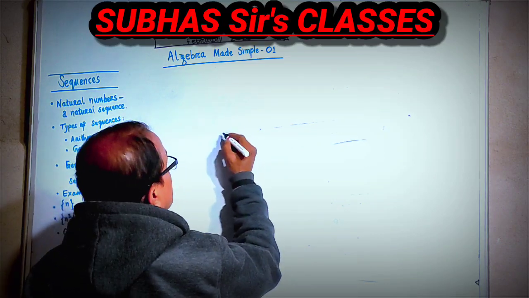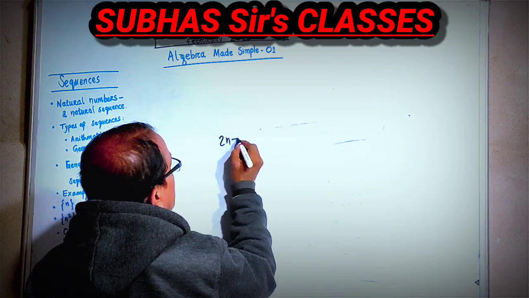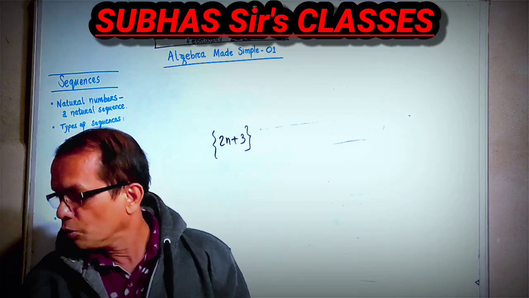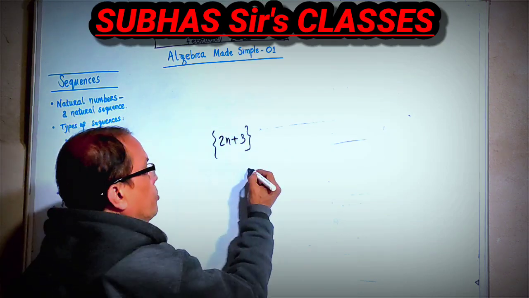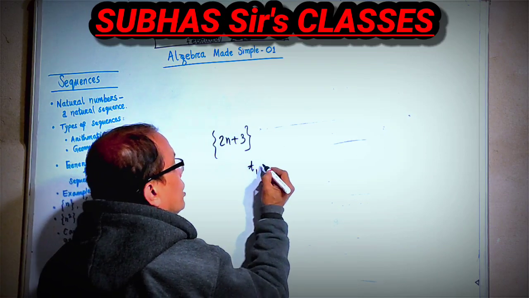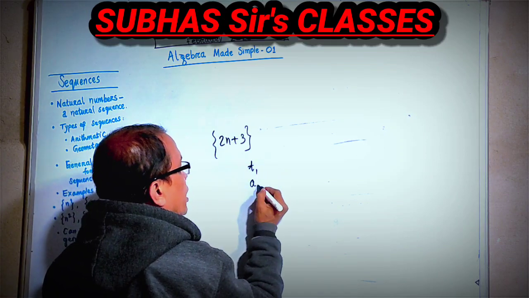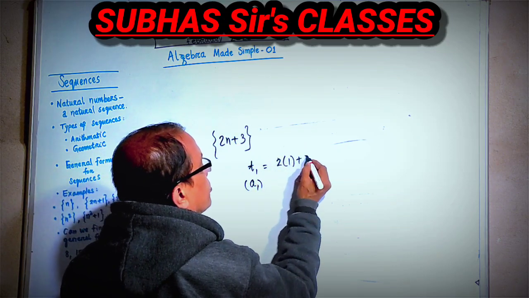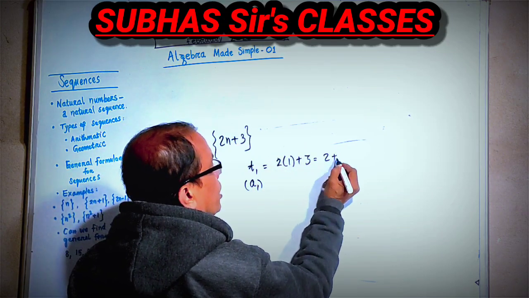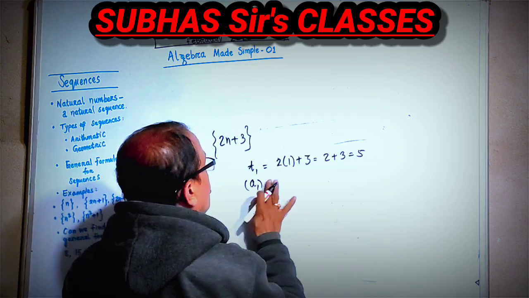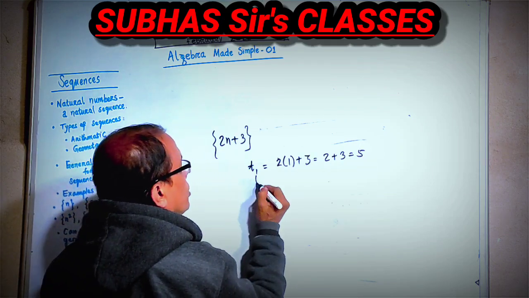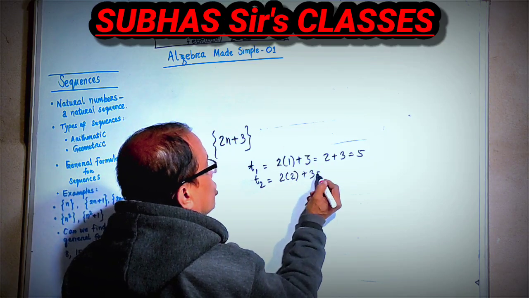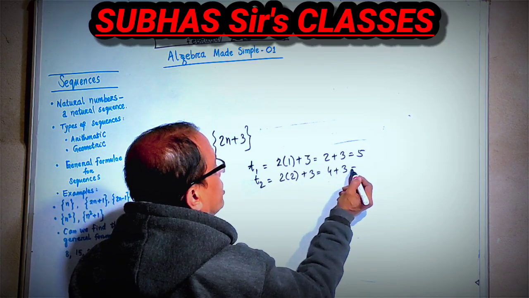Suppose I take 2n plus 3, the sequence 2n plus 3. How to get the first term? The first term, in some books also written as a1, will be 2 into 1 plus 3. 2 plus 3, so it is 5. What will be the second term? t2 will be 2 into 2 plus 3, so 4 plus 3, which is 7.